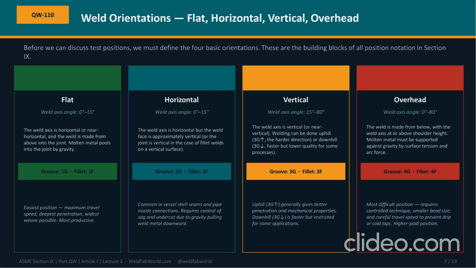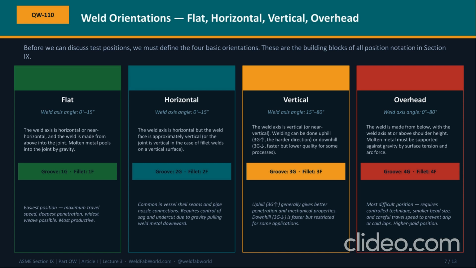Fillet welds are 2F. The challenge with horizontal welding is gravity acting sideways on the weld pool. The molten metal tends to sag, to roll down the face, causing undercut at the top toe and overlap at the bottom. Good horizontal welding technique involves controlling arc energy, bead width, and travel speed to manage that sag.